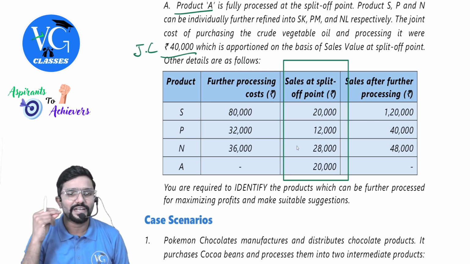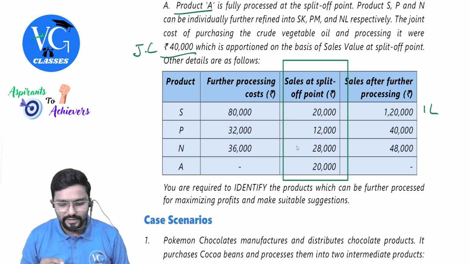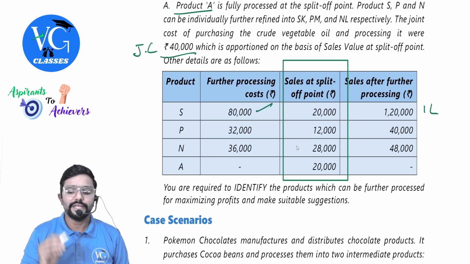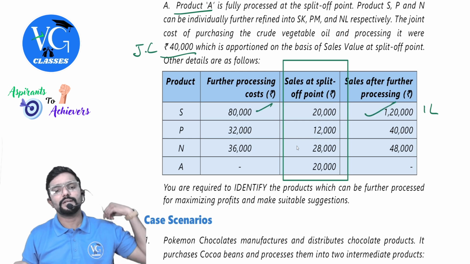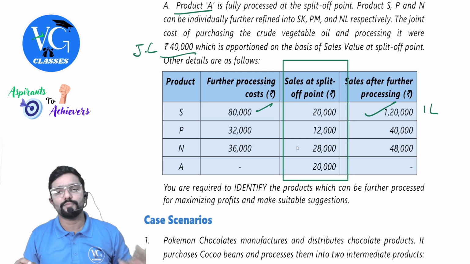Guys, here itself we can tell. Now, what is the additional sales we will get here? 1 lakh. For that, what is the additional cost we will incur? 80,000. So, what do I suggest? Further process, because it will get 20,000 extra profit.